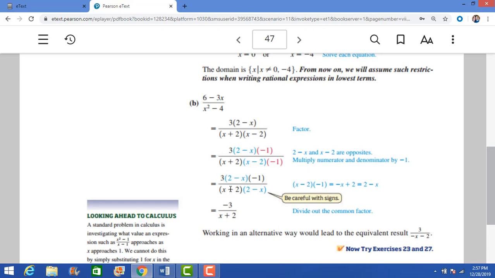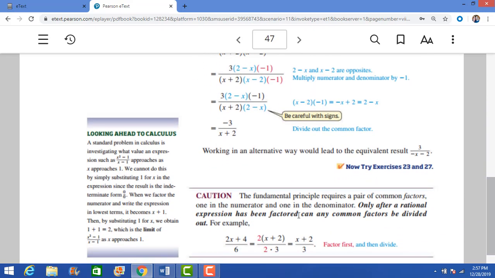And now what's the domain? Remember, in this case, the domain is going to be x equals 2 and -2. Well, those are the restricted values, so the domain is going to be everything except that. Okay?